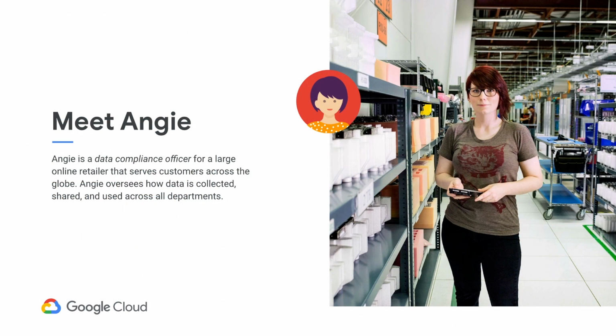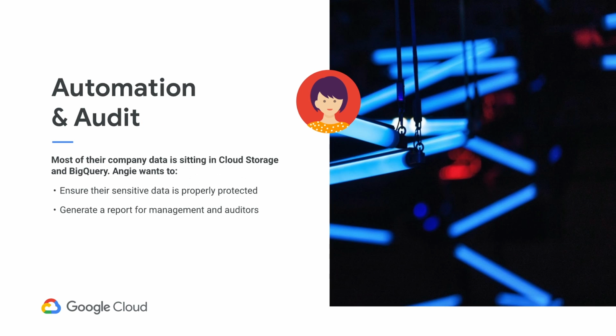So let's meet Angie. Angie is a data compliance officer for a large online retailer, and they serve customers across the globe. Angie oversees how data is collected, shared, and used across all departments. Now, most of their data is sitting in cloud storage and BigQuery. And what Angie wants to do is ensure that this data is properly protected, that only the right people are seeing it, it's not overexposed, and also generate a report for management and auditors, something that's visual, something that they can see and use without having to dive into a lot of the details.